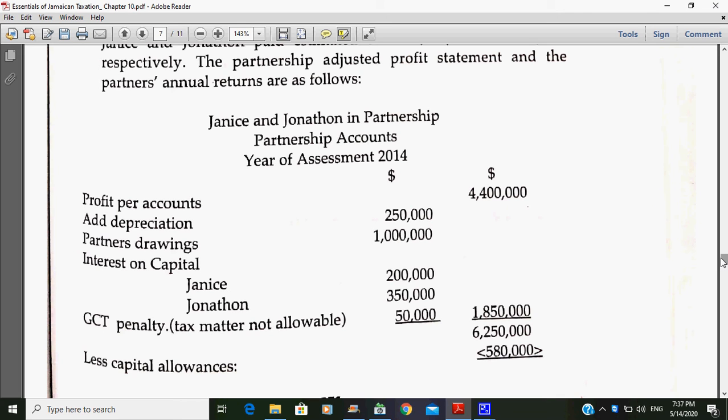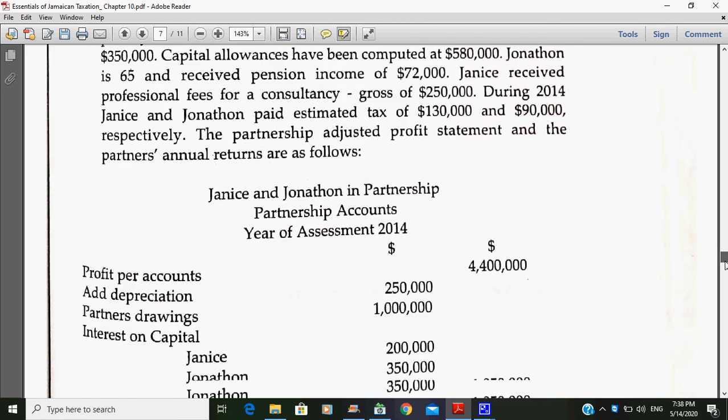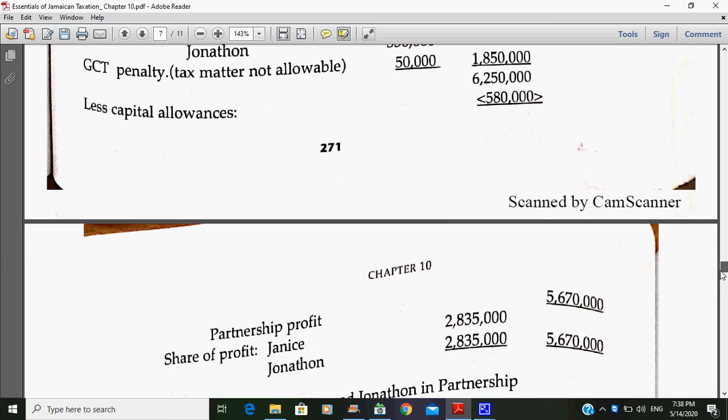So all these things, what they are really trying to do is to come up with the appropriate profit that should be based on the rules of taxation. Alright? Now we add up all these things, add it back, you get 6,250,000. Then you want less capital allowances. The capital allowances have been computed at 580,000. That will give you the partnership profit now, which would be 5,670,000.